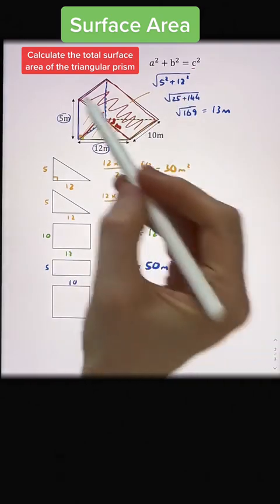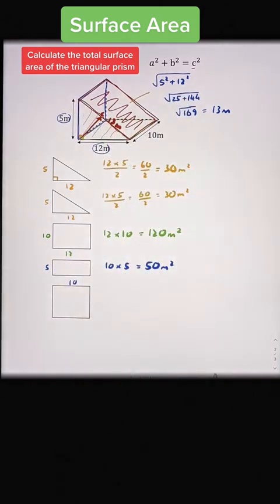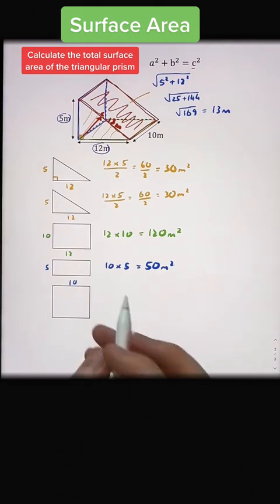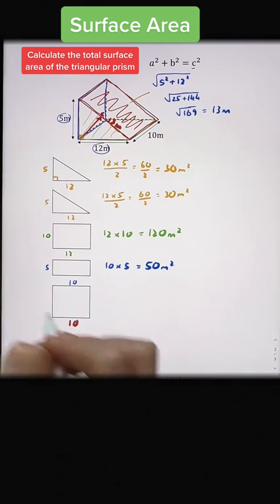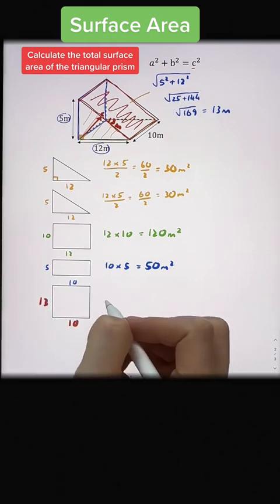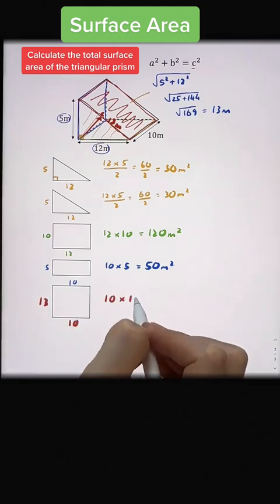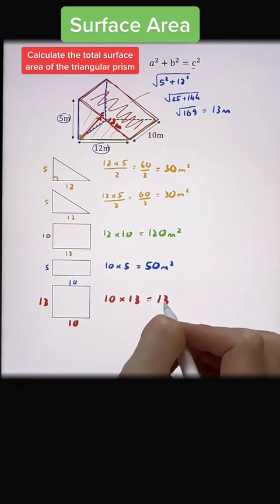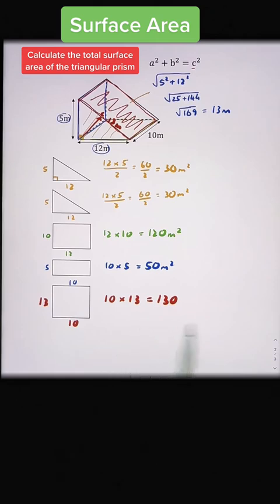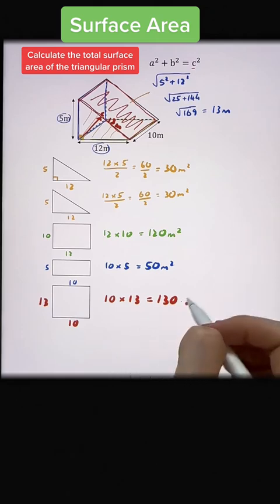Now that I have its length and its width, I can calculate the area of the rectangle of my slope. In this case, I'm going to have a length of 10 multiplied by a width of 13. Again, to calculate the area of a rectangle, it's going to be length times width. In this case, 10 multiplied by 13 will give us 130. As my lengths are in meters, my area is going to be in meters squared.